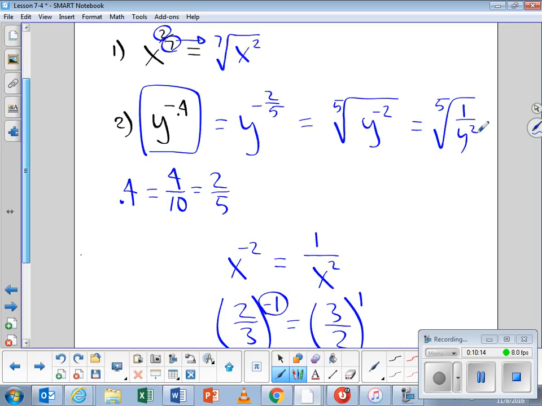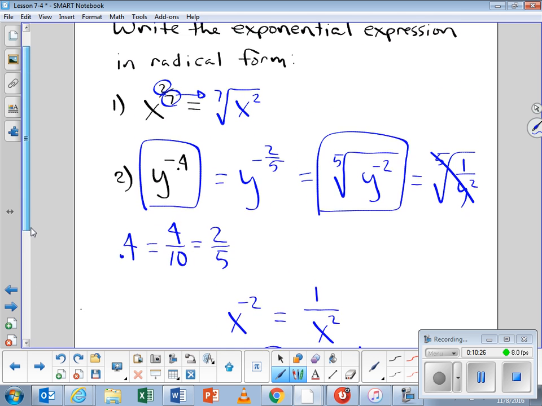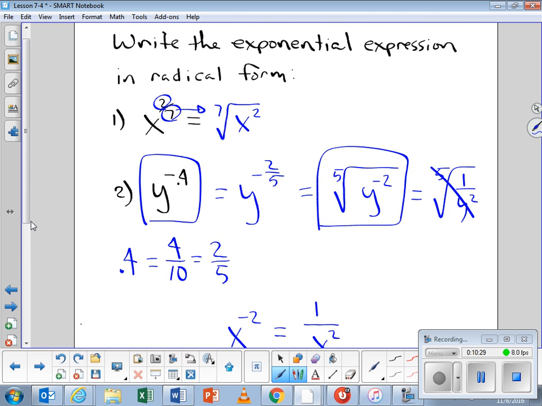But anyway, I think we would just leave it like this. Okay. I don't think we want to get into that yet. All right. Do you have any questions on how we change that to 2/5? The fact that the negative doesn't mean we're talking about a negative y value. Okay.